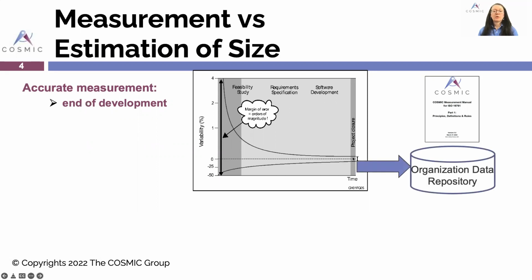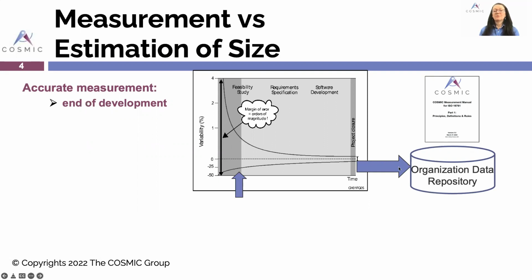At the end of the project, data can be deposited in the organization data repository where the COSMIC method has been applied on the size attribute of the project.